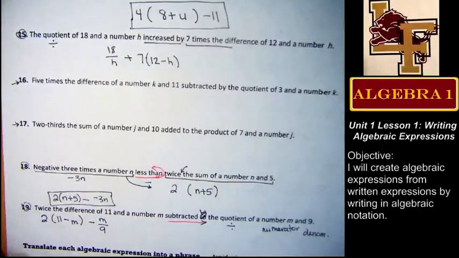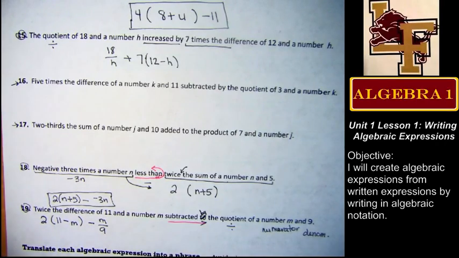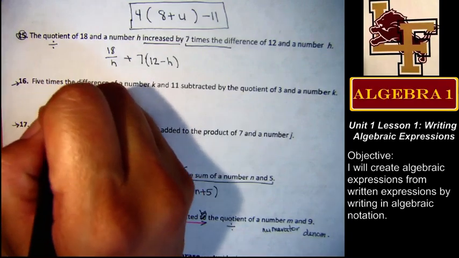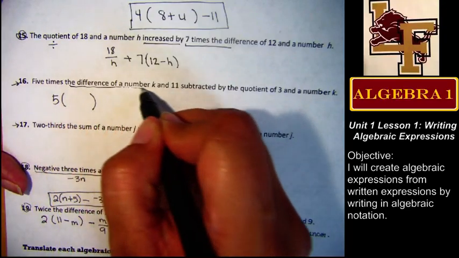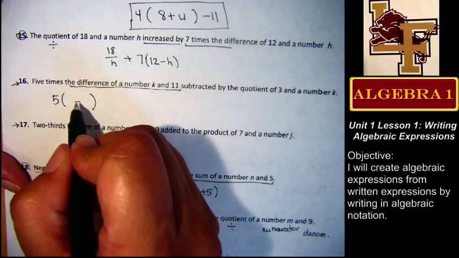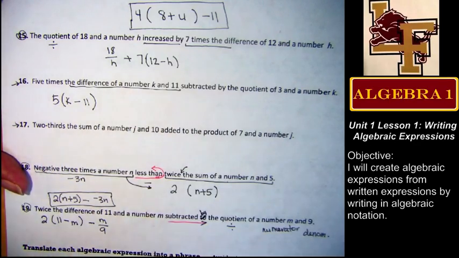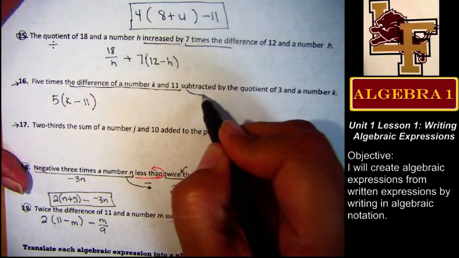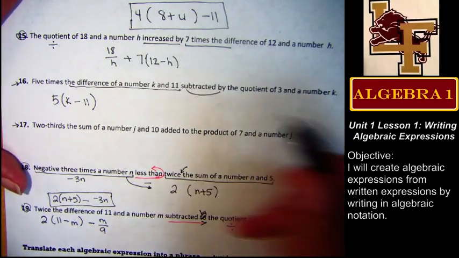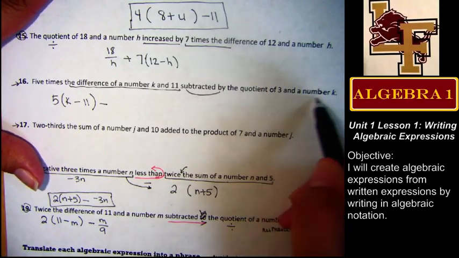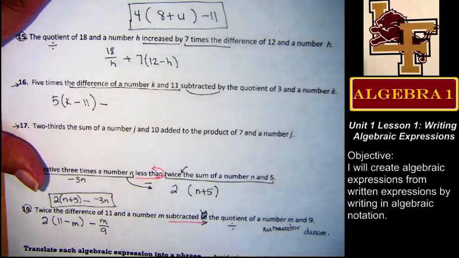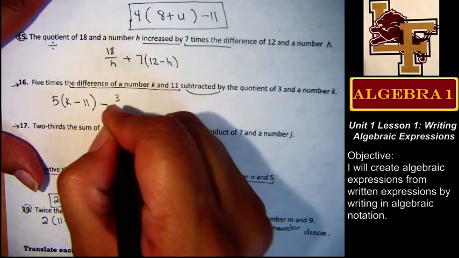Let's look at 16. 5 times the... oh, that's exactly like that 4 times from before, isn't it? So I'm going to write 5 and then my grouping symbol. All right, what's happening inside the group? Subtraction, and what am I subtracting? Done. What's next? Subtracted by, so I'm subtracting from it. And then 3 over k because it says the quotient between the two. We're dividing them.